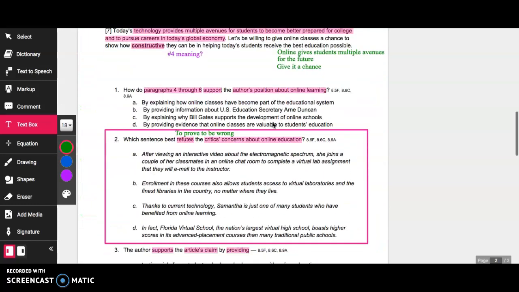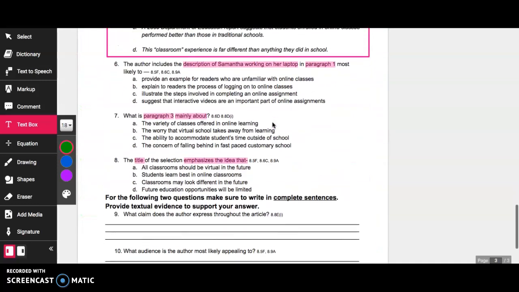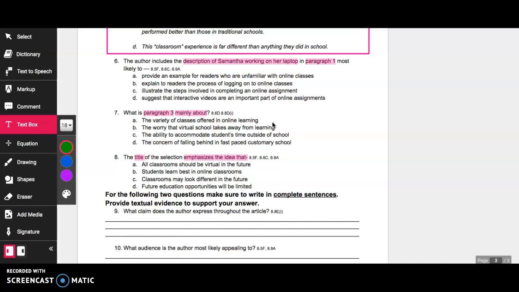So I'm going to look at the answer choices and read them to y'all, and we'll see if one of those matches our annotation. And hopefully you had an annotation next to paragraph 3 as well. A says, the variety of classes offered in online learning. So you have to think to yourself, did it talk about multiple different classes in online learning? B says, the worry that virtual school takes away from learning. So if you think about paragraph 3, was it a positive paragraph about online learning or negative? And think about B. Is B talking positively about online learning or negatively?